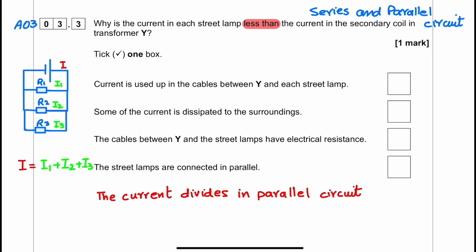The correct answer is the street lamps are connected in a parallel circuit. Therefore, the current in the street lamps is less than the secondary coil.